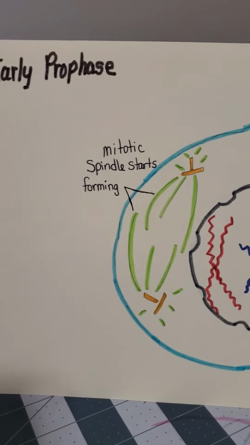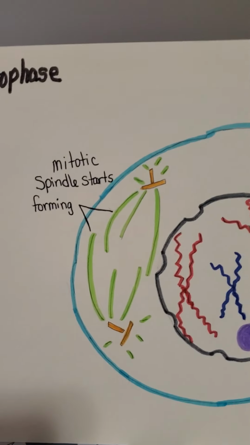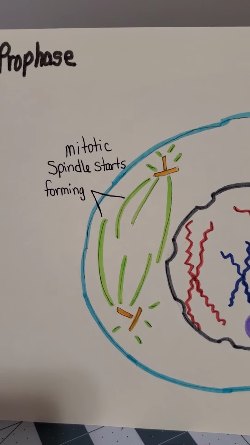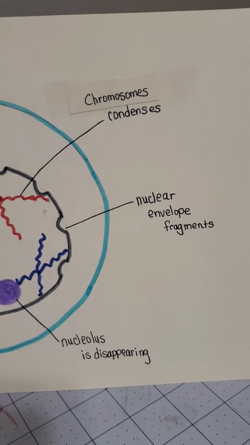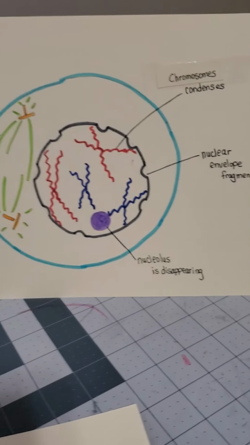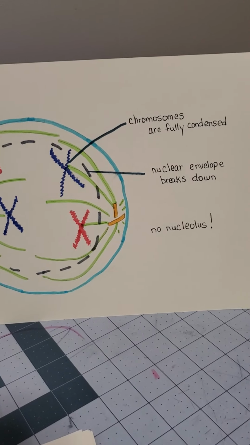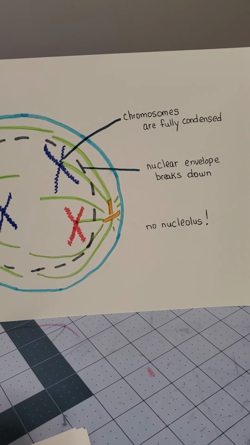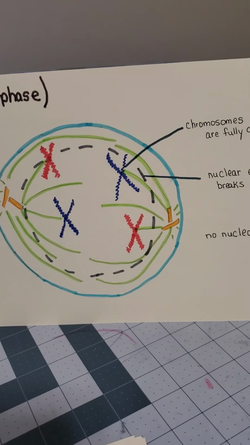According to Khan Academy, the early prophase of the cell cycle is when the mitotic spindle starts to form, chromosomes condense, the nuclear envelope fragments, and the nucleus is disappearing. This is the late prophase. During this phase, chromosomes are fully condensed, the nuclear envelope breaks down, and there is no nucleus.